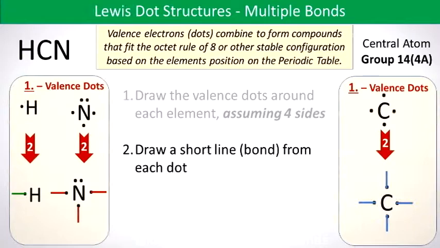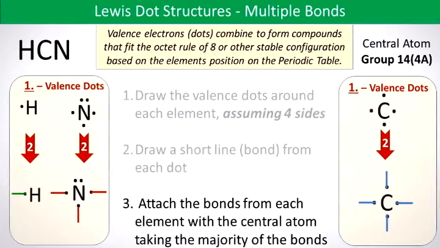Step 2, we extend a short line or bond from each dot simply to show the overlap of where the orbitals will be. Keep in mind, this is simply to show where the overlaps will occur. The third thing we do is to attach each of the elements to the central atom.